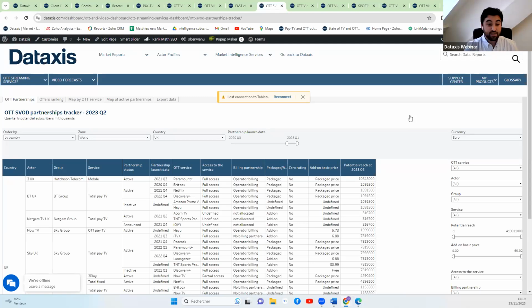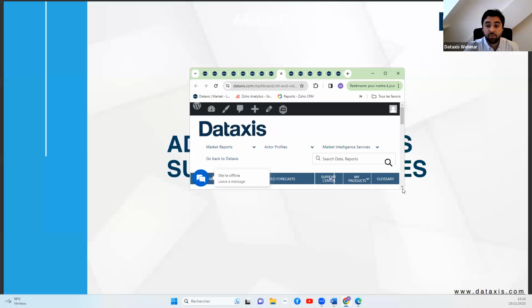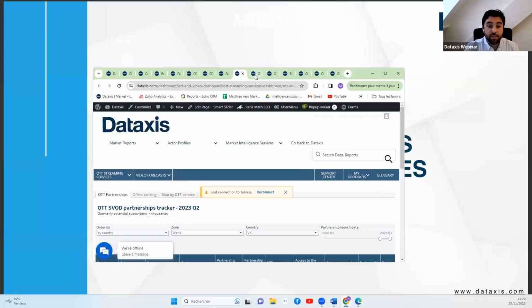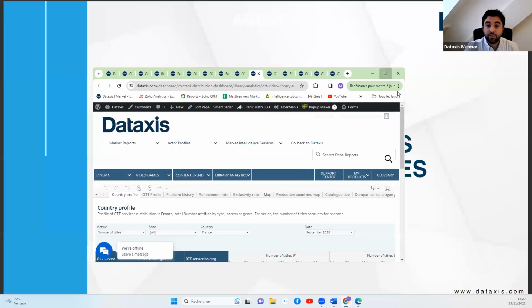So now that we have seen those three levers for the platform, we can focus on the content, and that helps to approach and to maintain the subscribers for the existing platform. So we have recently published a new tracker at Dataxis called the Content Library, and we're going to explore this service together now, and it's going to be really informative. So let's take the first view.